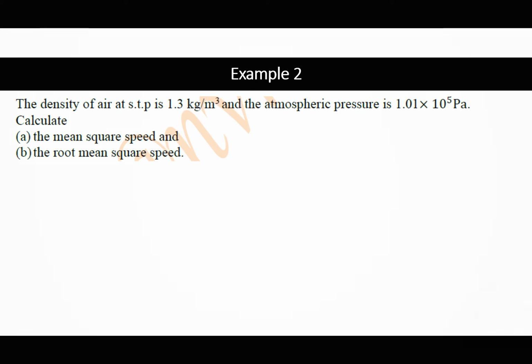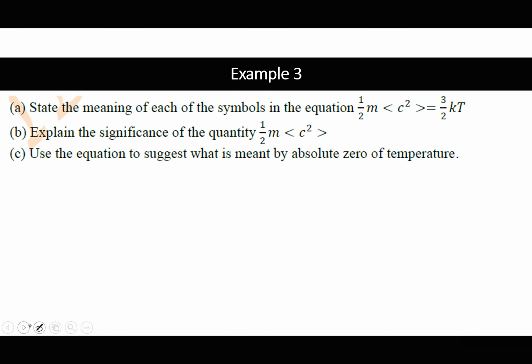I hope I have another example, but I don't think so. Example number 3. State the meaning of each of the symbols in the equation: a half m average c squared equals 3/2 kT. State the meaning of each of the symbols.